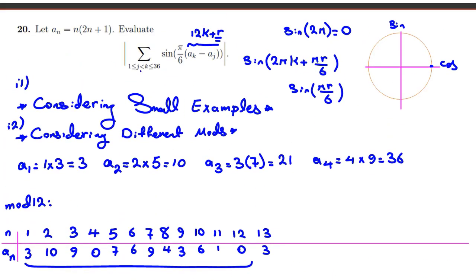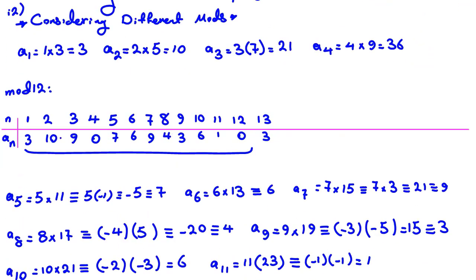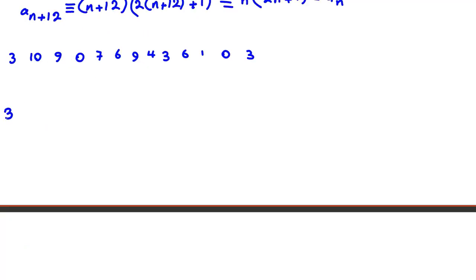And the problem says what? Try to write it up to 36, okay? So we have this part, again, we have 2 more from this repetition. Okay, so let's copy from this repetition. We have these numbers. Let me write here 3, 10, 9, 0, 7, 6, 9, 4, 3, 6, 1, 0, 3. Okay, and then we have 2 more from this repetition.